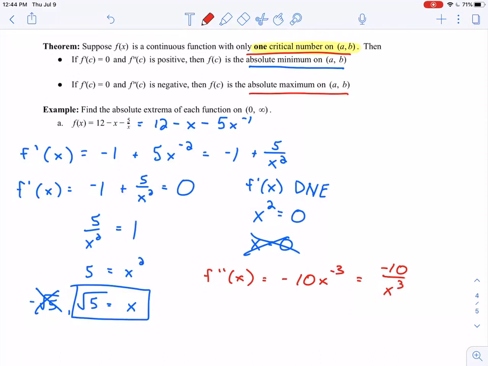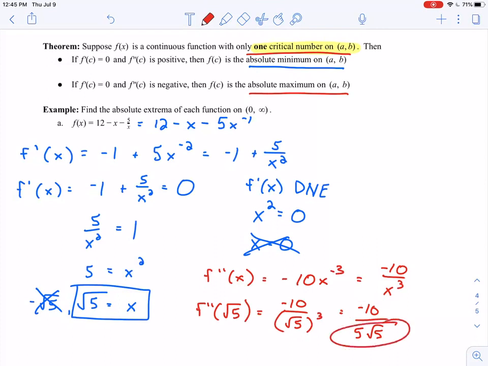So I want to take square root of 5 and plug it into my second derivative, check the sign. Is it positive or is it negative? So f double prime of square root of 5 is equal to negative 10 over square root of 5 raised to the third power, which is going to be an ugly number. If you really wanted to simplify it, it would be negative 10 over 5 square root of 5, and then you could get an ugly decimal. Remember, it's the sign that I really care about. I have a negative 10 divided by a positive 5 square root of 5.